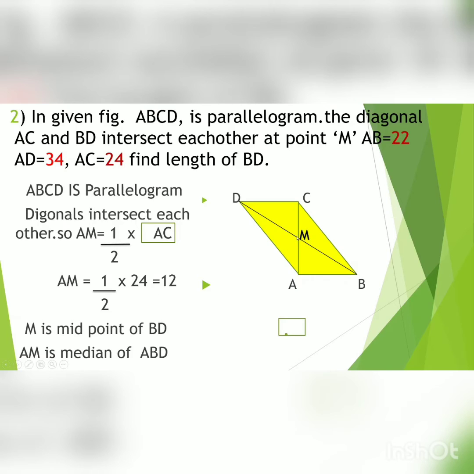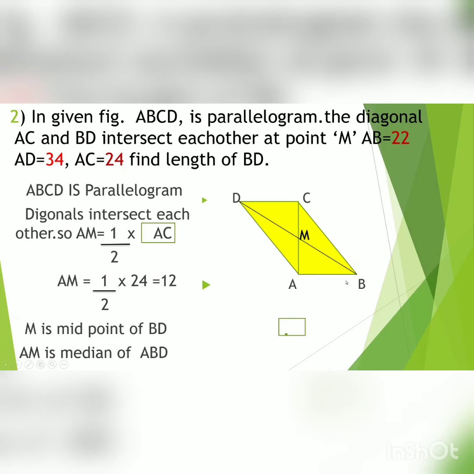Now AM is a midpoint of BD. AM is a midpoint of this diagonal BD. So BM is equal to DM. Then AM becomes the median of triangle ABD. AM is a median of triangle ABD. This triangle you can see here. AM is a median because AM is a midpoint of BD.